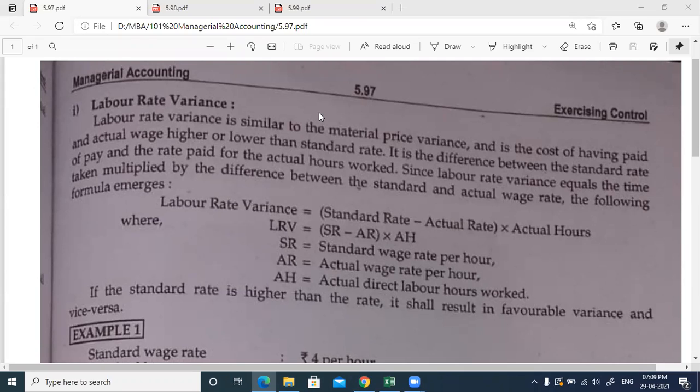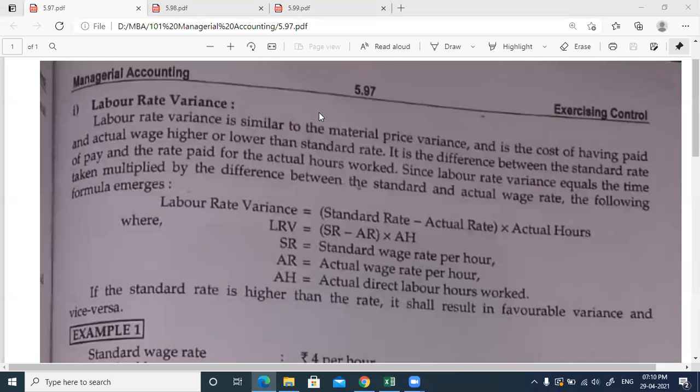So variance is like the difference between standard and actuals. In the previous lecture, we learned how to calculate the material variances: material price variance, usage variance, and material cost variance. Now we are proceeding with the second important element in costing, and that is labor cost. In that, we are going to find out the different types of variances concerned with labor cost. So let's start with labor rate variance. Please take page number 5.97.